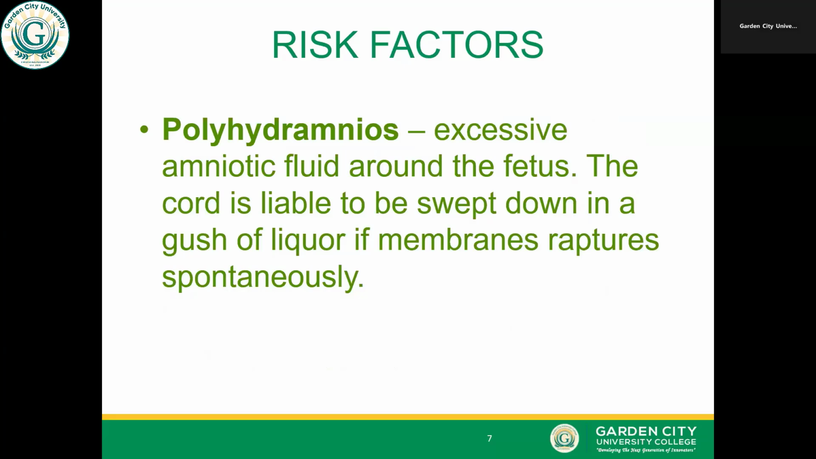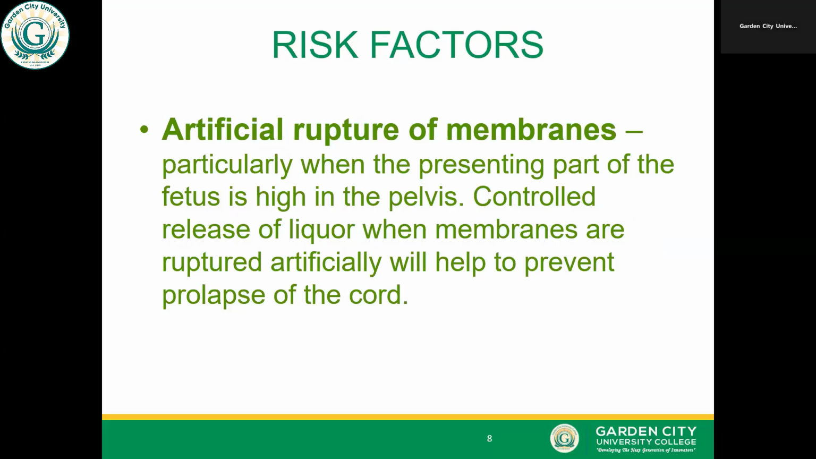Then we have polyhydramnios, excessive amount of fluid around the fetus. The cord is liable to be swept down in a gush of liquor if membranes rupture spontaneously. So that is why, when the woman reports, even if she's on admission, that her membranes have ruptured, you have to rule out cord prolapse so that any necessary actions can be taken. So you do a vaginal examination to rule out cord prolapse.